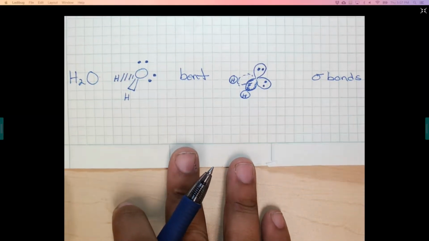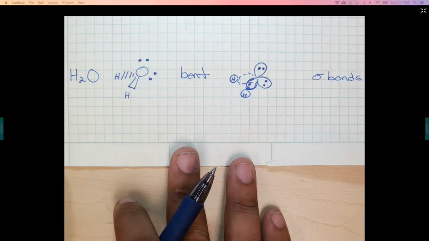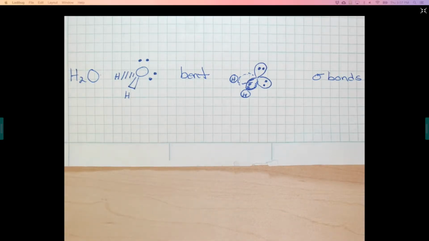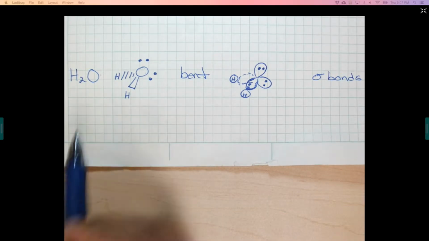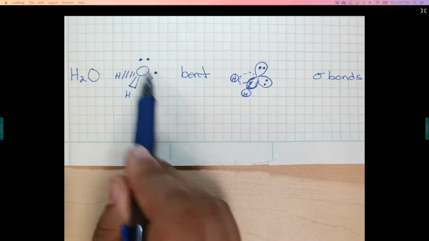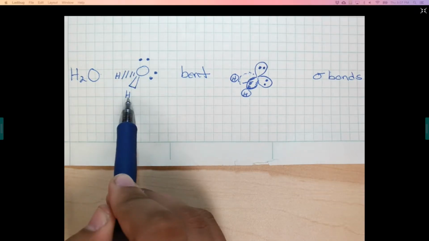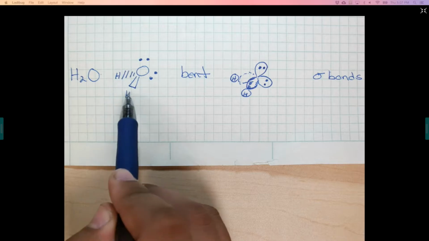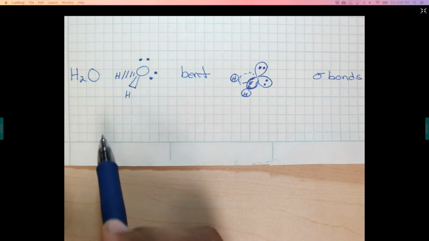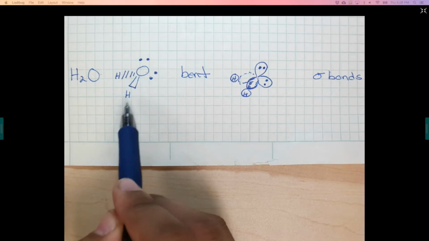Okay, the last of the sp3 orientations is we're going to use water, right? Water, very familiar Lewis structure. Here I've drawn the 2 lone pairs in the plane of the paper, and then I've drawn the 2 singly bonded hydrogens, one coming in and one going out of the paper. Again, these are sigma bonds.